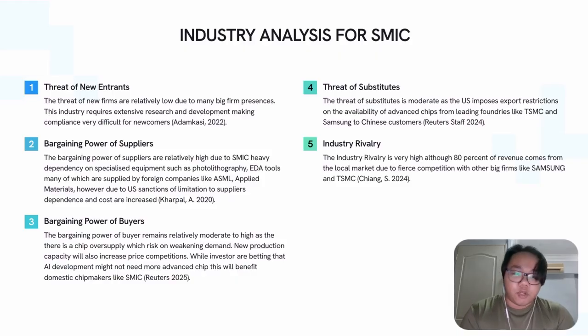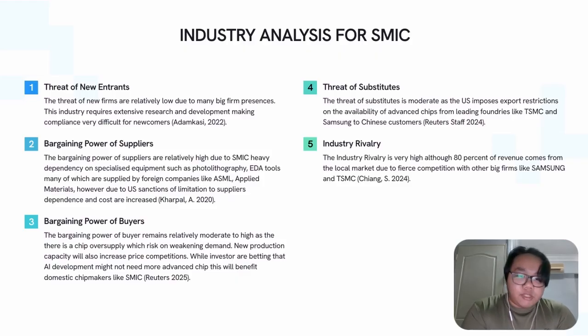The threat of substitutes is moderate as the US imposes export restrictions on the ability of leading foundries like TSMC and Samsung to sell advanced chips to Chinese customers. This removes the immediate threat of substitution for SMIC in the domestic market. However, despite advancement, SMIC lags behind leaders like TSMC and Samsung in producing cutting-edge chips. While SMIC has achieved 7nm chip production, companies like TSMC and Samsung have progressed to 3nm technologies. This technological difference means that for high-performing applications, SMIC may not be a direct substitute for global competitors.